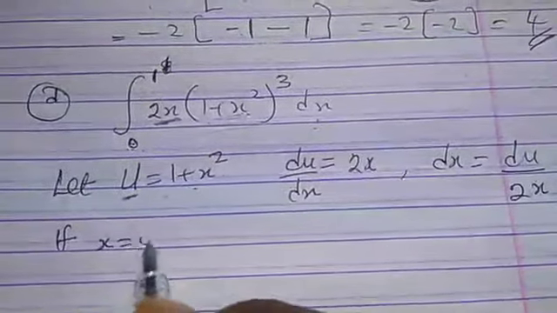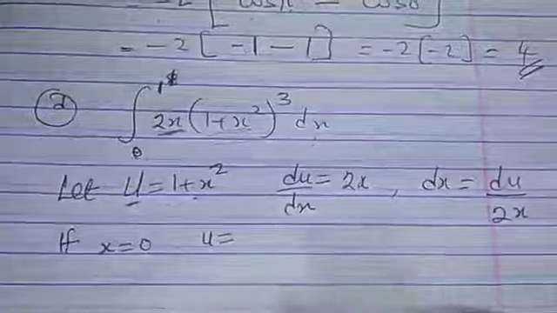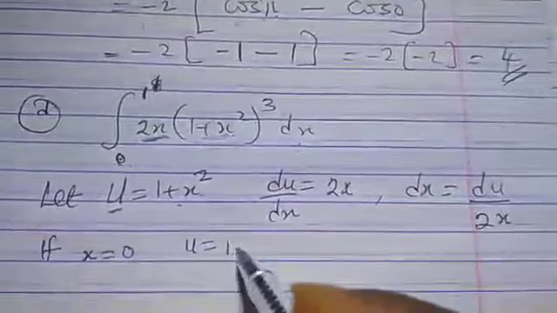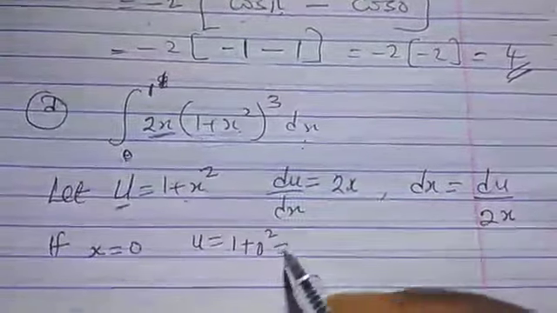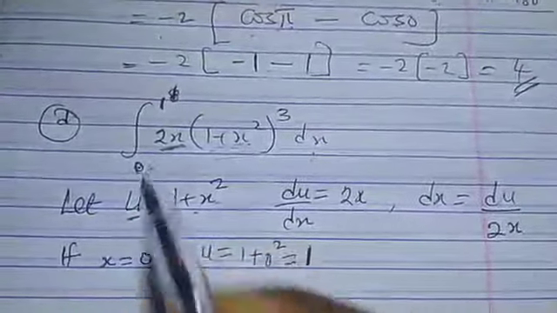If x is equal to 0, anywhere I see x, I'll put it as 0. This is 1 plus 0 squared. So u will be 1. So in this case now, this boundary will turn to 1.